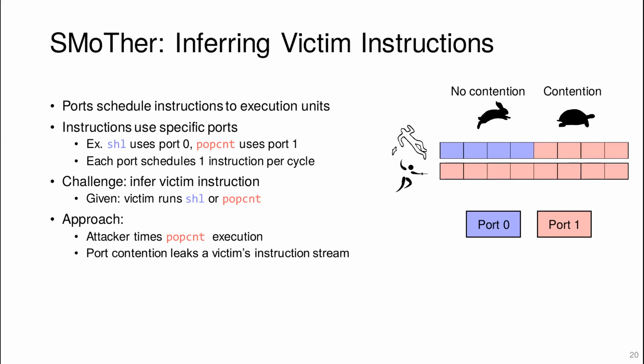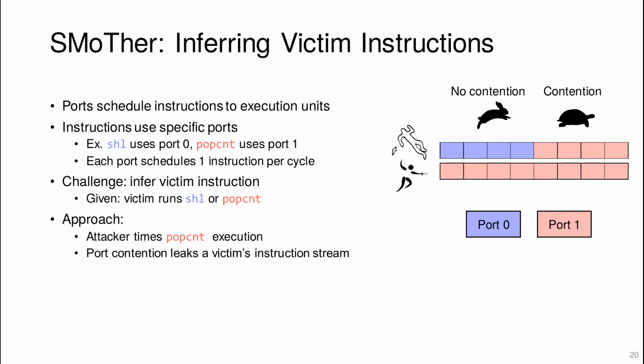So execution ports are used by the CPU to schedule instructions to execution units. Different instructions use specific ports. For instance, here you have shift left using port 0 and pop count using port 1. Here's the idea. The attacker takes timing measurements when it executes pop count instructions in a tight loop. And the idea is that if the timing measurements are slow, based on some profiling that the attacker can perform beforehand.